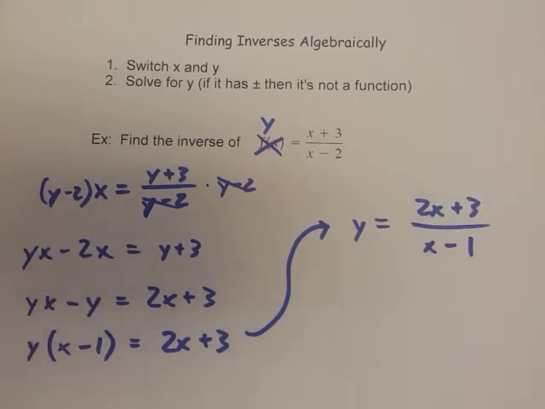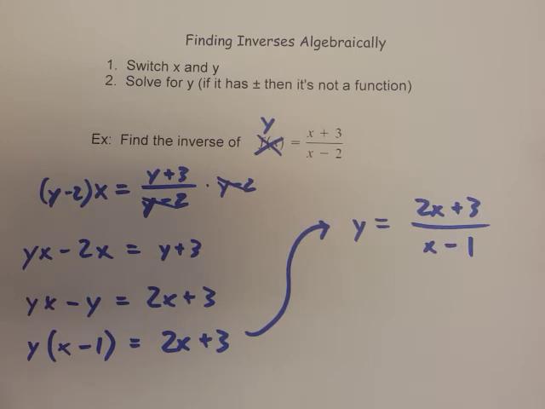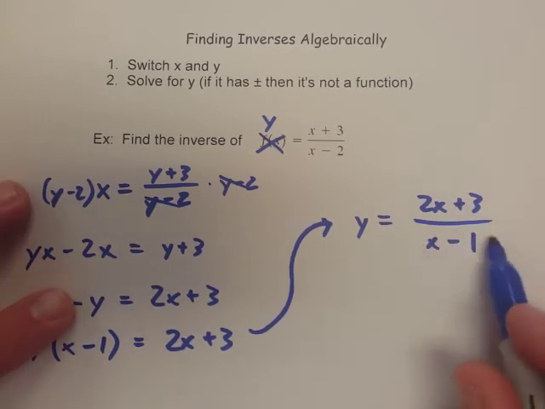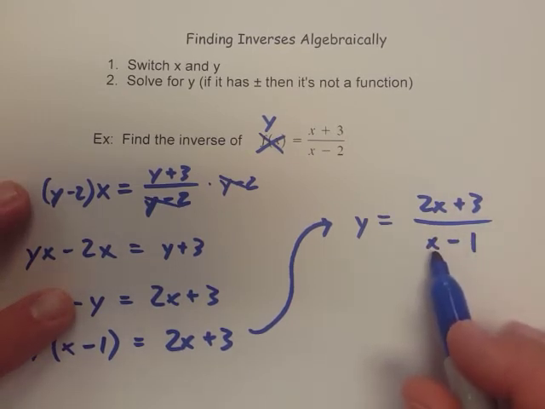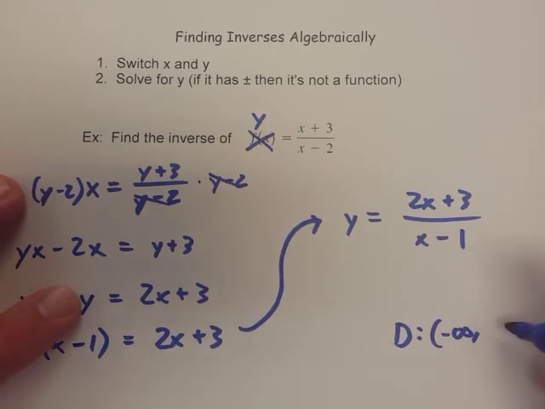And if you graph that, you'll find that that actually is a function. You'll also be asked at times to determine what the domain is here. Notice that the domain has a restriction down here that x cannot be equal to 1. And so we would say then that the domain is negative infinity to 1, union 1 to infinity.